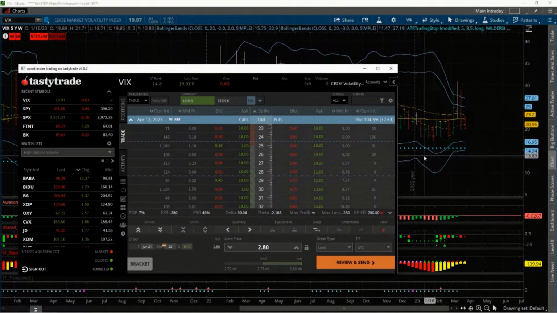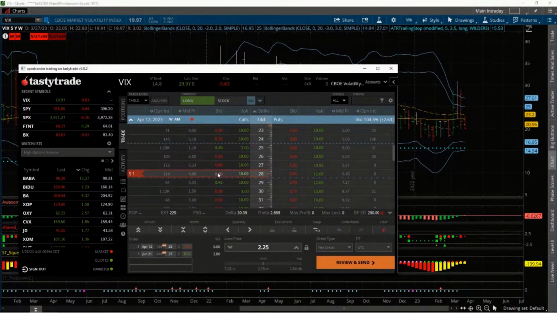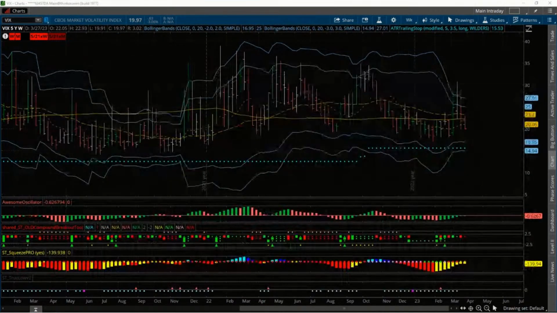But if it ends up being something where this move doesn't happen until like May, right? Let's say April's still pretty quiet, then doing something like this as a calendar or as a diagonal can help you take advantage of the theta decay on the short strike when we're not seeing as big of a move, while still leaving a long call out there to play for that anticipation of a bigger spike in volatility. So those are some of the trade ideas I'd consider.